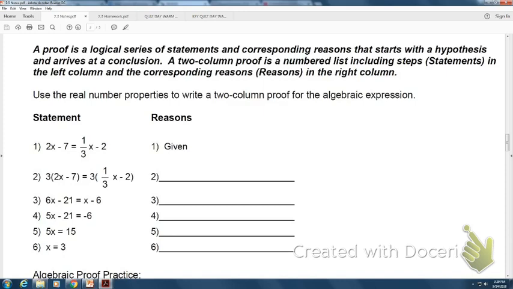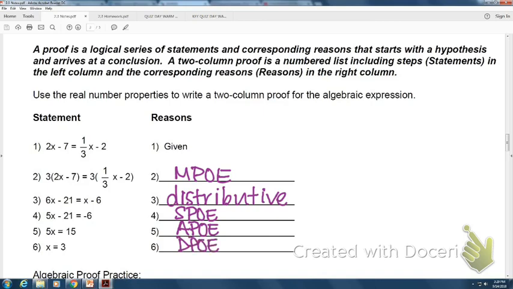Multiplying both sides by 3. So what would I put in the side there? MPO. Step 3, how'd we get there? Distributive. Okay. 5x minus 21 equals negative 6. How'd we get there? SPO. Step 5, 5x equals 15. How'd we get there? APO. And last but not least, x equals 3. DPO. Very good.